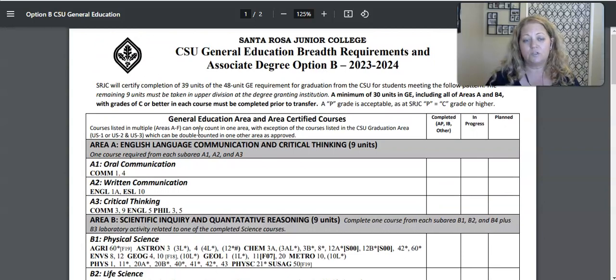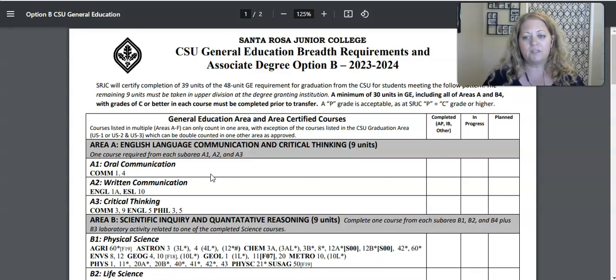Some campuses want you to focus in on major prep and not on GE, okay? So if you're an engineering major, that's going to be the case. But if you finish GE, then you have the opportunity to maybe do a minor or to take some more elective classes. So it's not a bad thing to have GE done. But you also don't want to be at SRJC for longer than needed. We want you to move on. We want you to continue your education.